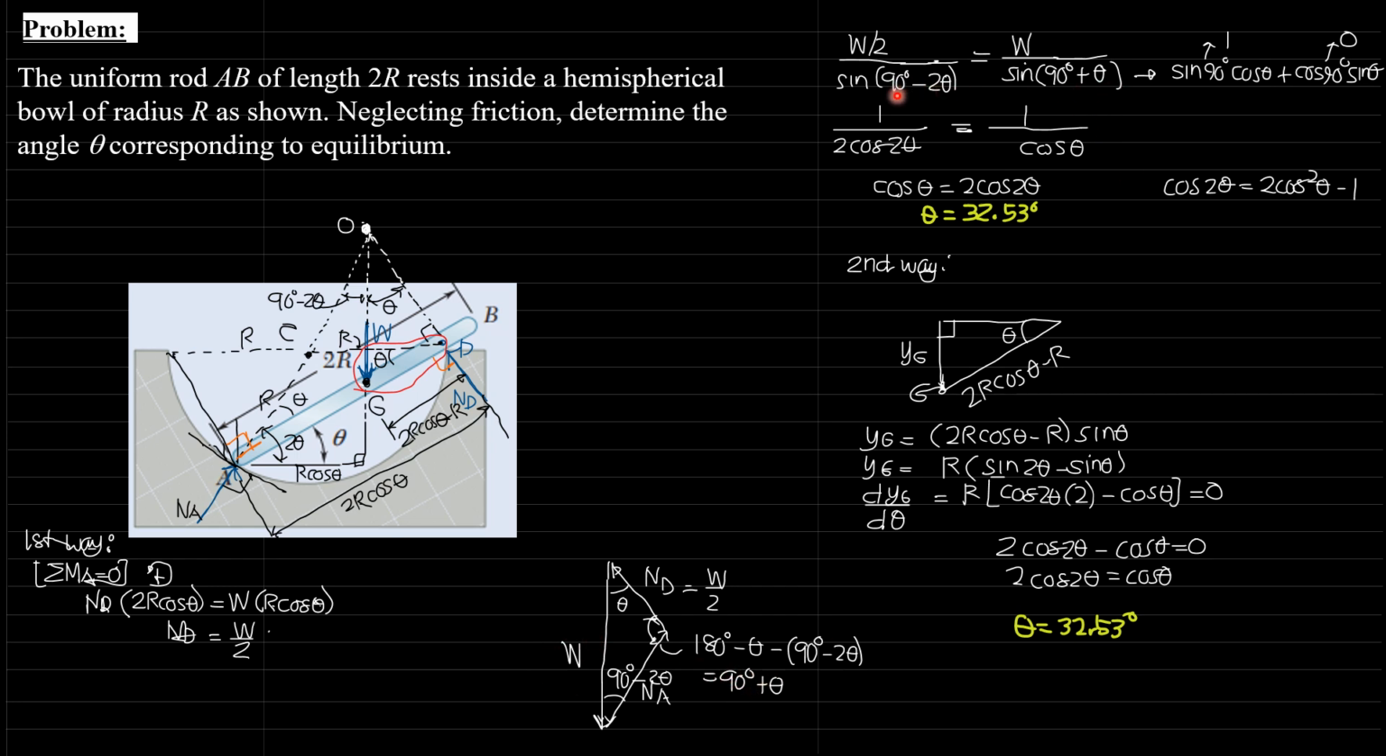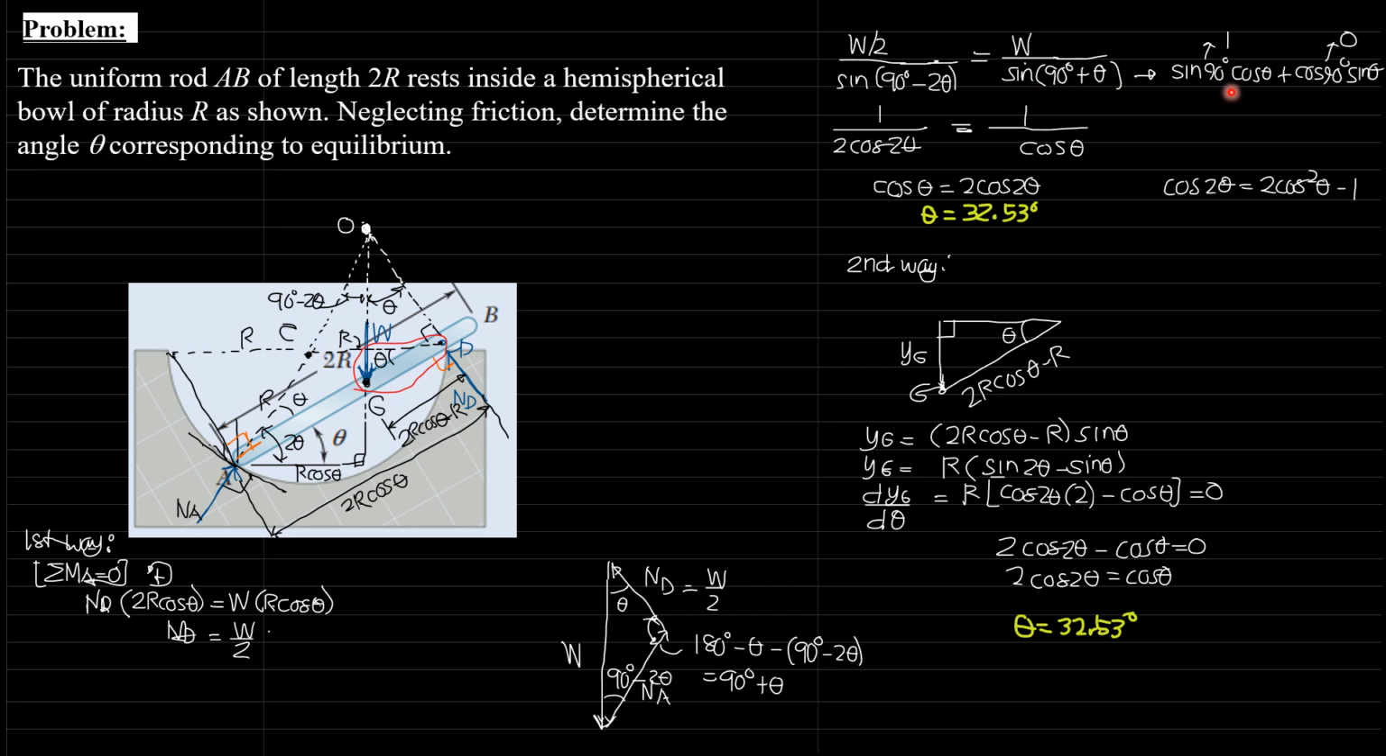You may expand sine 90 cosine 2 theta minus cosine 90 sine 2 theta on your own, but sine of 90 degrees minus something is cosine of something, just like a complementary function. Sine of 90 degrees minus alpha, for example, is cosine of alpha. But because this is 2 theta, that's cosine of 2 theta. Then we cancel out W, so we have 1 over 2, and the equivalent of this is cosine 2 theta, equals 1 over sine of 90 degrees plus theta, which is cosine theta. This is the explanation from trigonometry.